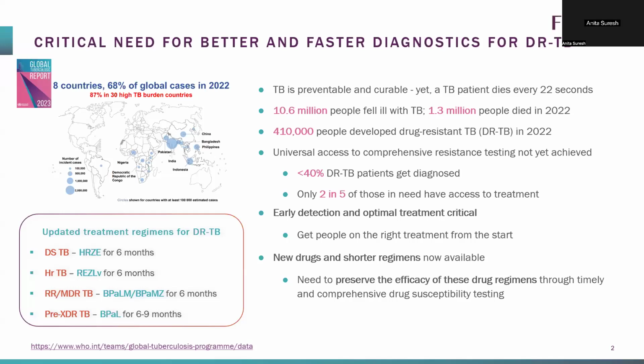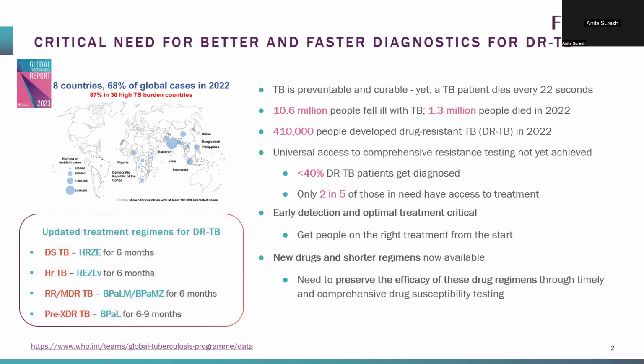For us to be able to tackle this, a big part of it is we obviously need universal access to comprehensive drug resistance testing. This, unfortunately, is not yet in place around the world. Less than 40% of DRTB patients get diagnosed, and among these, only 2 in 5 of those that really have the need actually have access to complete treatment. It's very clear that early detection, and detection that's linked to optimal treatment, is critical so that we're getting people on the right treatment right from the start.